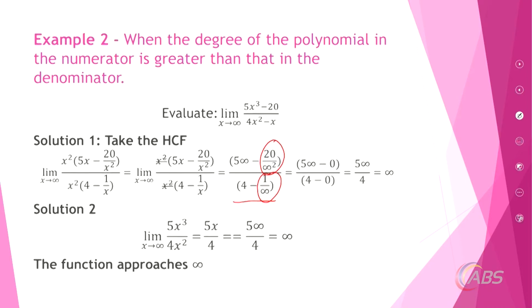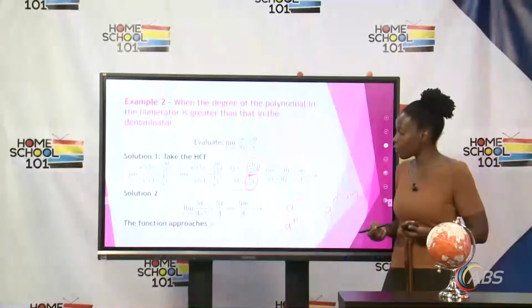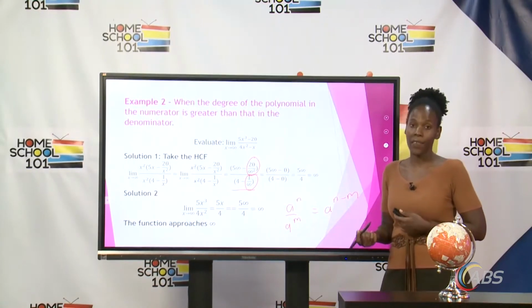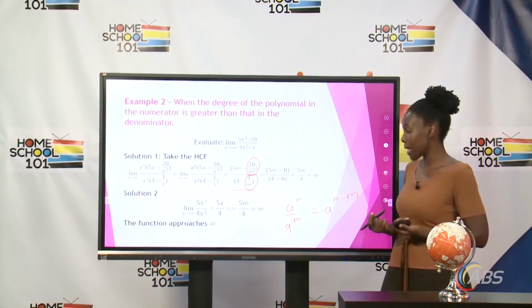So I would simply subtract the power of x in the denominator. Remember from exponents, a to the n divided by a to the m is equal to a to the n minus m. So x cubed divided by x squared would give me x. I'm left with 5x divided by 4. I can then go ahead and do my direct substitution. So it becomes 5 infinity divided by 4, which gives me infinity.